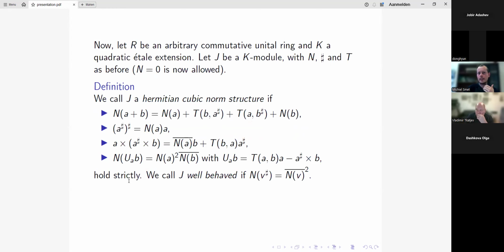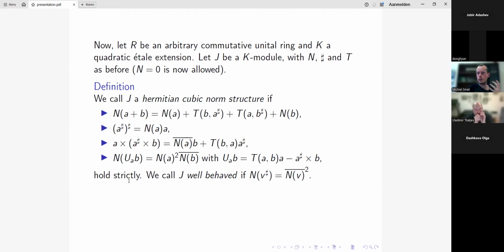So now I can define Hermitian cubic norm structures. And the idea is that we work over an arbitrary commutative unital base ring, and K should still be a quadratic étale extension. And we have the same maps N, sharp, and T as before. And we will allow N equals 0 in order to understand both classes of skew dimension structurable algebras at the same time. So we have the same 2 equations as before. These are the 2 first equations.